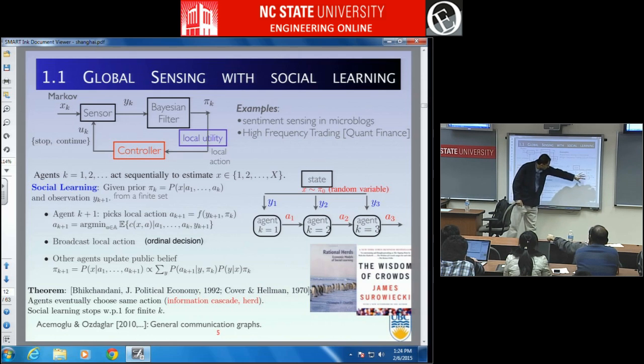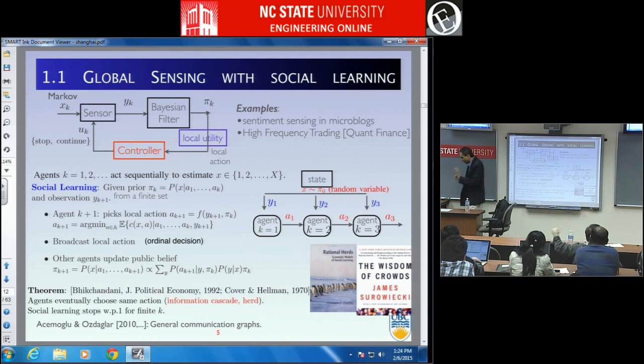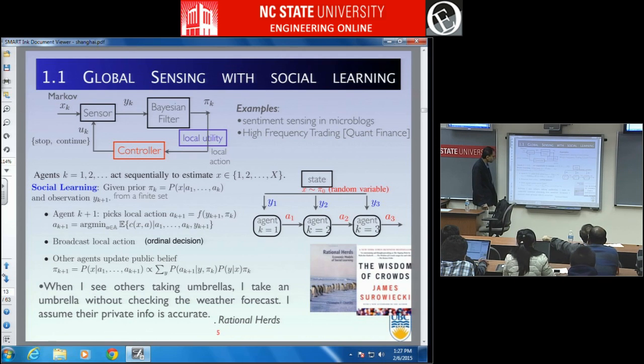As I said, I've given you the most simplest setup here. There is a more general paper by Acemoglu and Ozdaglar published in 2010 where they look at more general communication graphs. And again, you have the same kind of herding. Now, I want to make several comments on this before we jump out of this page to give you some intuition. Here's a simple form of intuition of this.